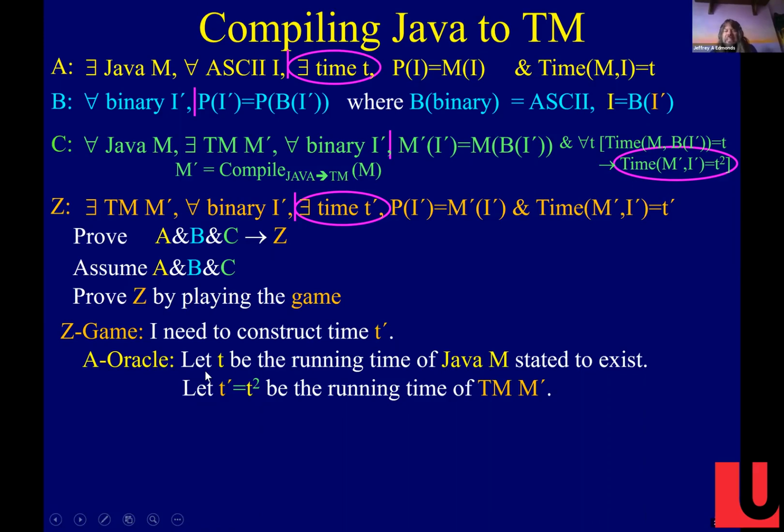Then what do I do next? I'm given a T, so I come down here, and I know that if the Java program takes time T, then the Turing machine time is T squared. So I take the T that Oracle A gave me, the Java running time T, and I square it to get the Turing machine time, right? Everybody get that? So now I have the Turing machine time.